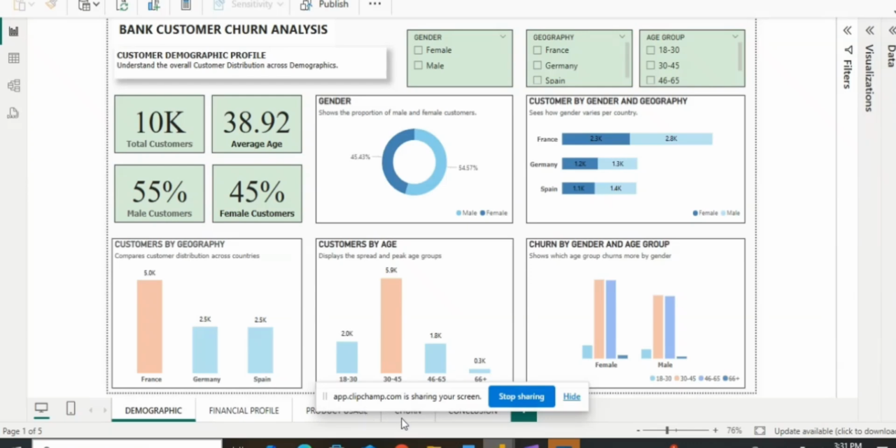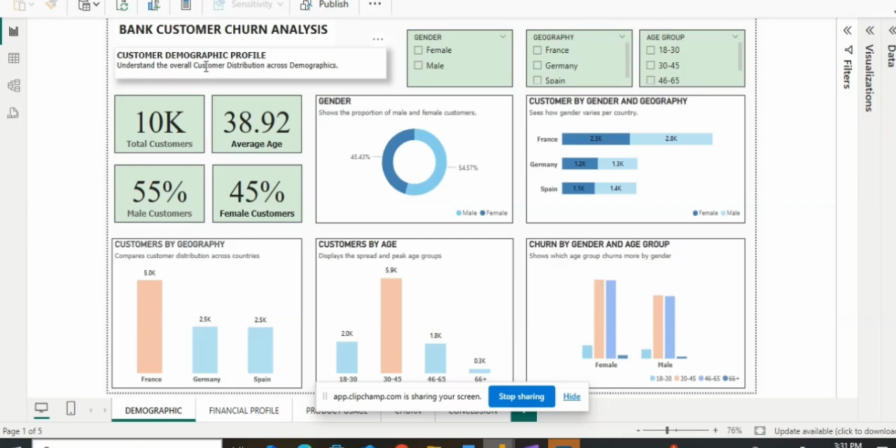The fourth one is the churn analysis. This one has to do with how the customers are leaving the bank. And then the fifth one has to do with the conclusion and recommendation that I gave the bank through this dashboard. So our first one has to do with the customer demographic profile. I write here, understanding the overall customer distribution across demographics.